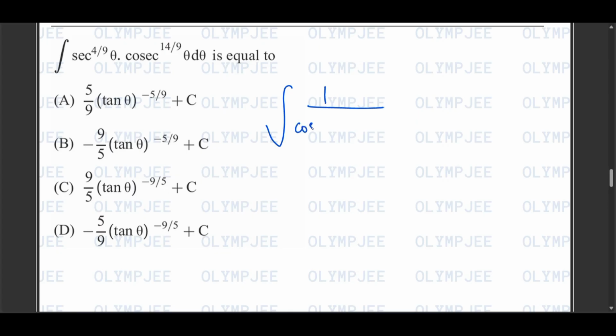So this will be cos raised to the power 4 by 9 theta and sine raised to the power 14 by 9 theta d theta. So this would become d theta divided by sine. We have to form tan and sec, right? So I'll try to divide this by cos raised to the power 14 by 9 theta, because that will give us tan 14 by 9 theta, and also this will become cos 18 by 9 theta, which will give us sec square theta in the numerator. Let us see.